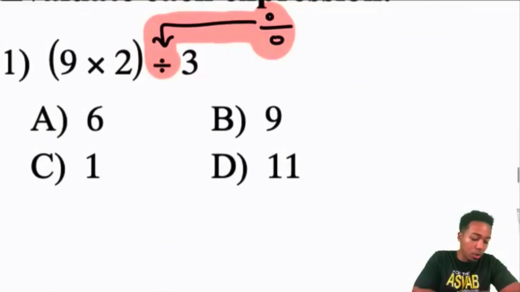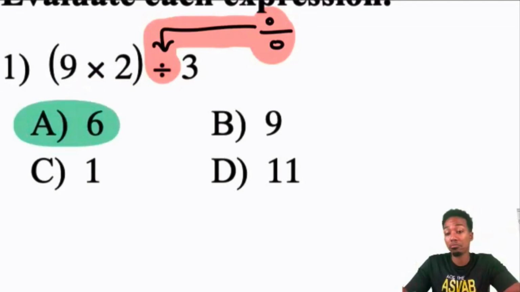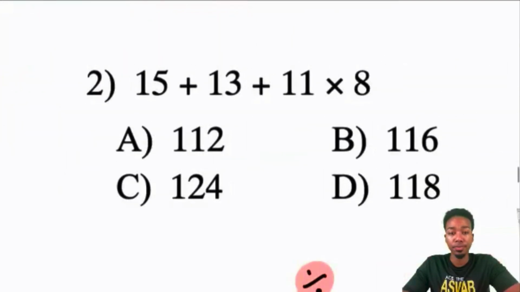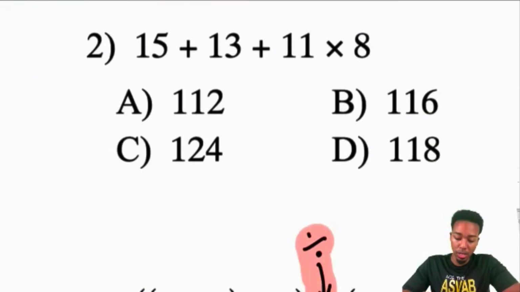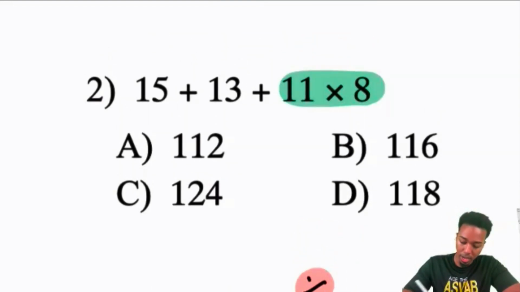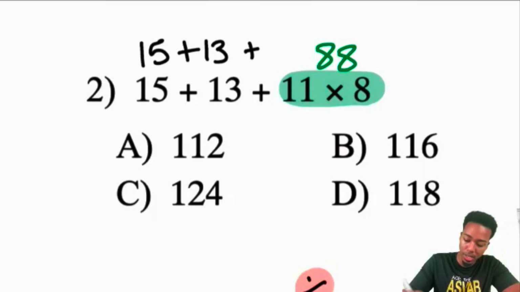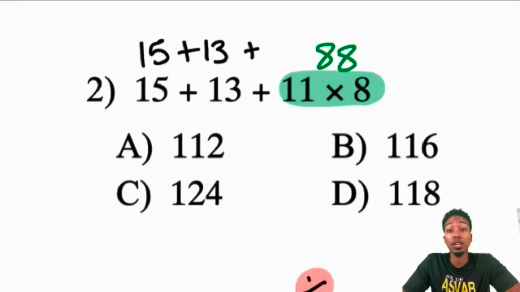Number 1, if we go quickly about it here, we're looking at this and we're saying, yo, multiply first, then divide. So 9 times 2 is 18. Divide by 3 gives us 6. Right there. All good. Number 2, we have literally all addition, and then right here we have multiplication. So first, make sure to do the multiplication, because that's going to give you 88. And so then we have 15 plus 13 plus the 88. And so here, you just go ahead and go straight forward.